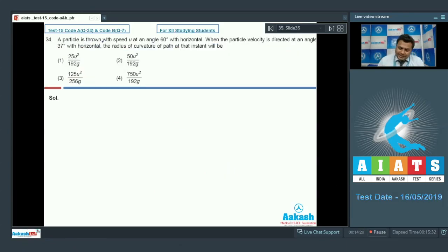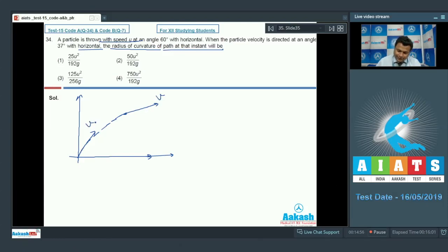34 number everyone. A particle is thrown with speed u at an angle of 60 degree with the horizontal. When the particle velocity is directed at an angle 37 degree with horizontal, then the radius of curvature of path at that instant will be. So according to question, we can have a diagram. The particle is projected this way, and at certain instant it is moving along this line. Speed is v, suppose, projected with u.